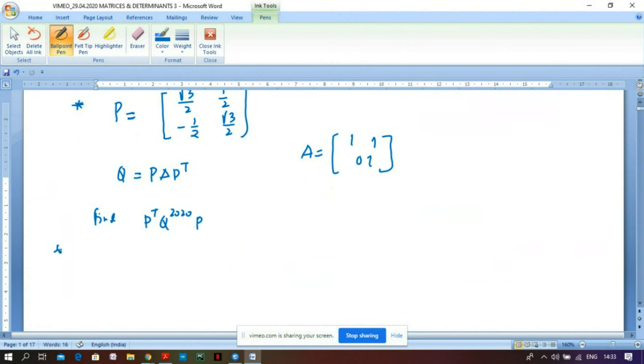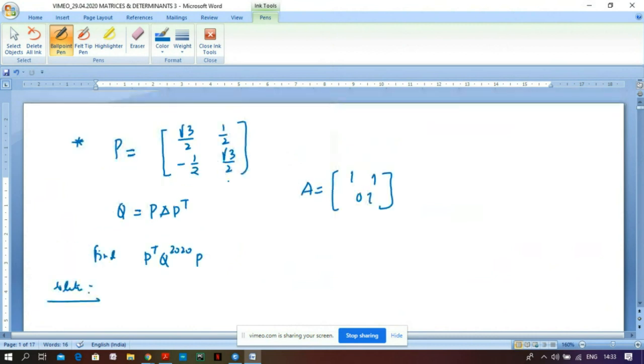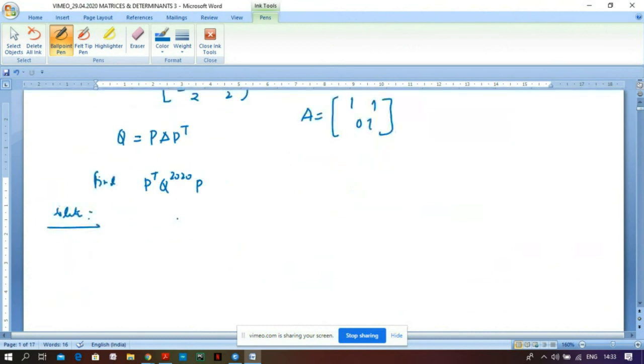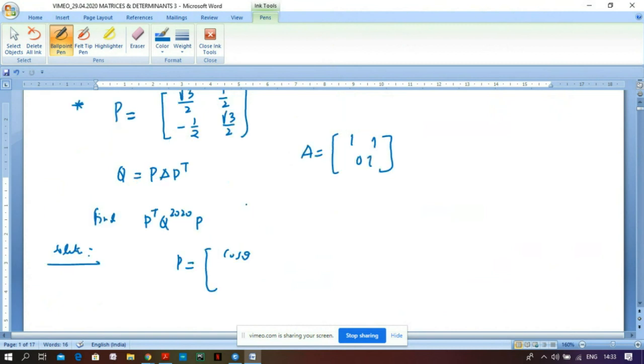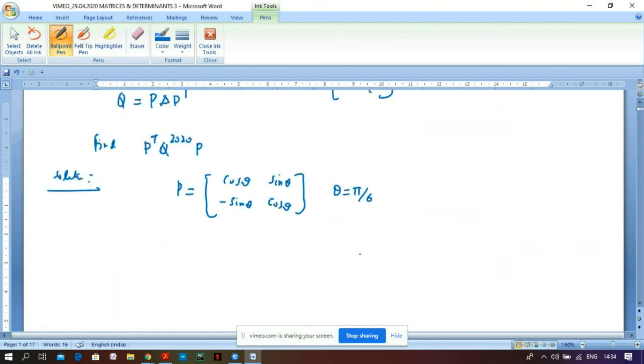For the solution, the motivation is to notice that this P reminds you of some matrix, that P is orthogonal, because root 3 by 2 brings cos theta to mind. It does not matter what that theta is. So I write P as cos theta, sine theta, negative sine theta, cos theta. For example, here theta is 30, so I can say theta is pi by 6. This is entirely immaterial. So there is some theta.